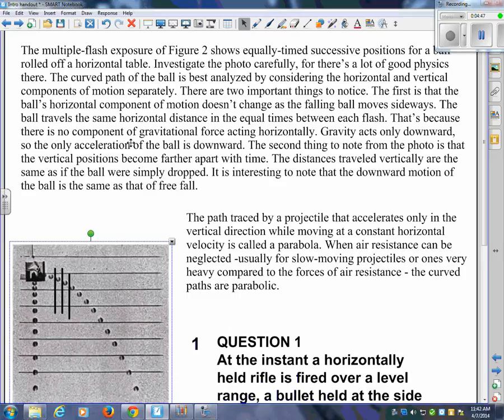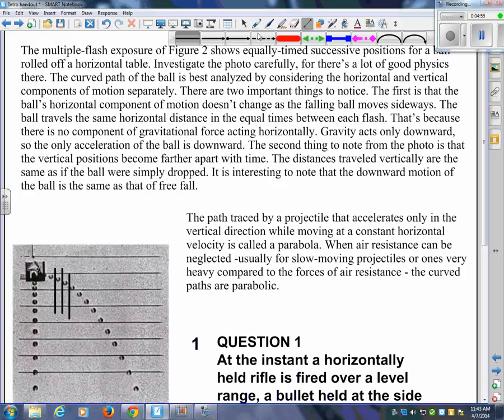The second thing to note in the photo is that the vertical positions become farther apart with time. The distances traveled vertically are the same as if the ball were simply dropped. You can see here, I'm going to draw in red this time.